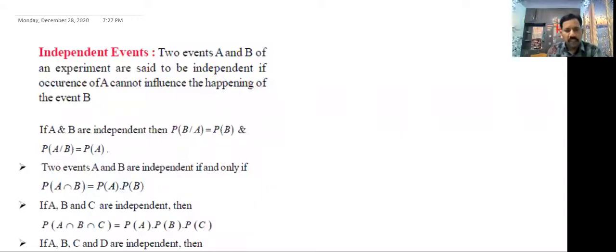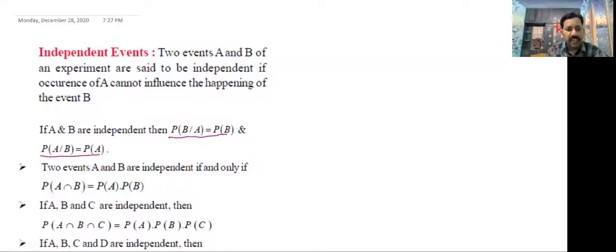For suppose one student has written an exam. So that student will pass or fail. Both are independent events. Now see here, A and B are independent events: P of B by A is equal to P of B, and P of A by B is equal to P of A.